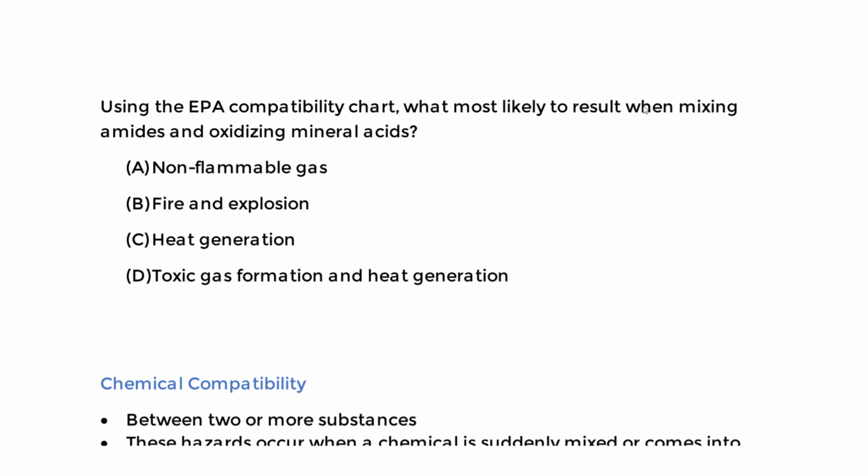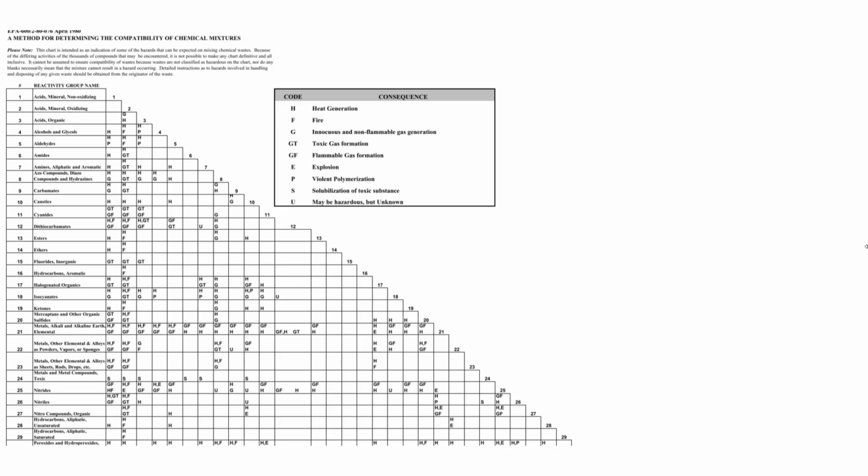What is most likely to result when mixing amides and oxidizing mineral acids? So we're mixing two things here, the amides and oxidizing mineral acids. We will use the EPA chemical compatibility chart to solve this question. This one looks a little different. I just found it online from the EPA, but you have the very same one in the handbook on page 25, in FE Handbook 10.0.1.